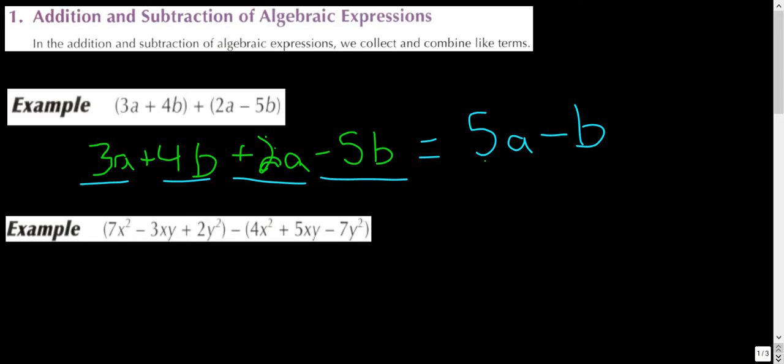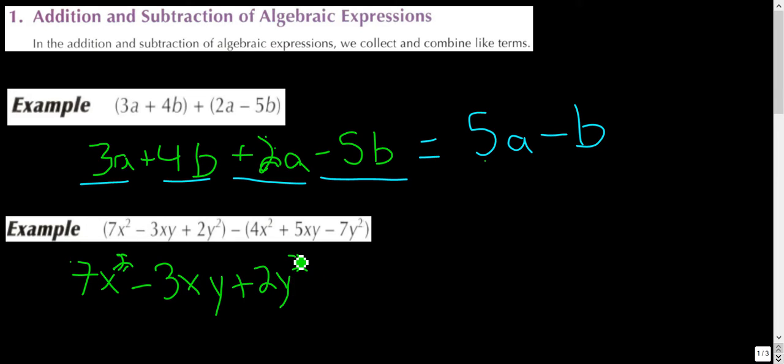In the next example, we're looking at the same thing. So what happens if we subtract? Well, that's like multiplying everything by a negative 1. Think of it that way, and sometimes it can make things easier for yourself. So we have a positive 1 multiplying by our first parenthesis, or our first term. So we have 7x squared minus 3xy plus 2y squared.